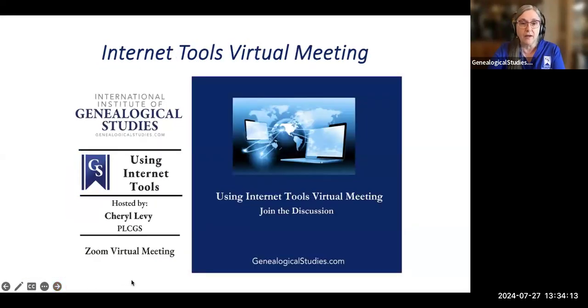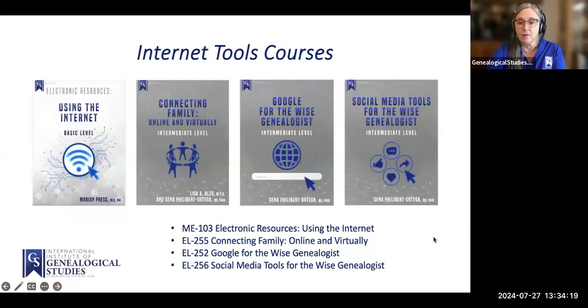So this is the July Internet Tools virtual meeting. And I just want to share that the 4 Institute courses this virtual meeting covers, along with other things, are Using the Internet, which is Discovering Electronic Resources, Connecting Family Online and Virtually, Google for the Wise Genealogist, and Social Media for the Wise Genealogist. These are the 4 courses that may have content for what I'm sharing, and this is like a supplement to those courses.